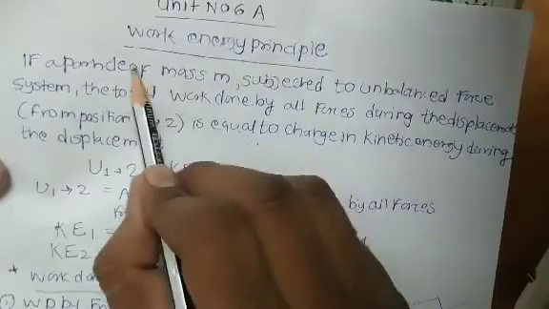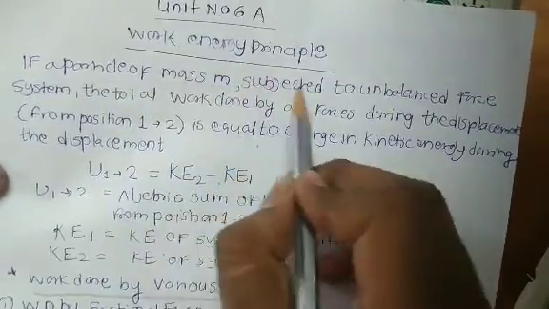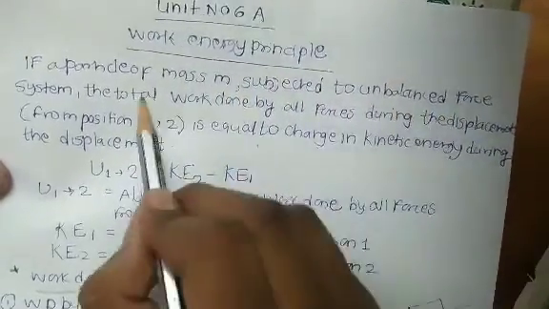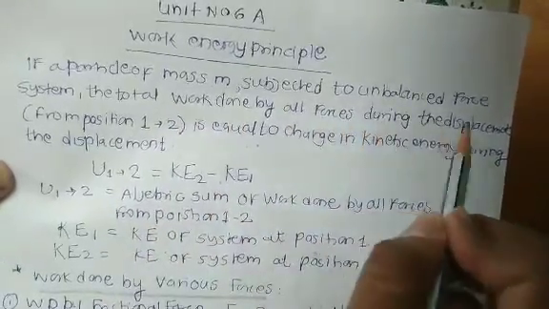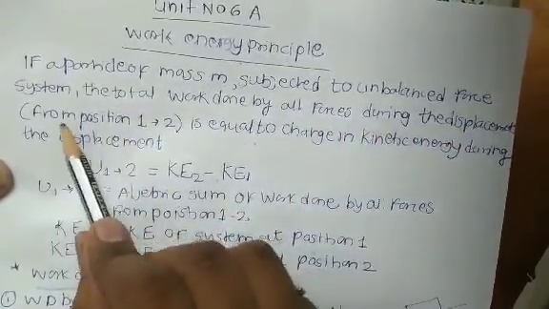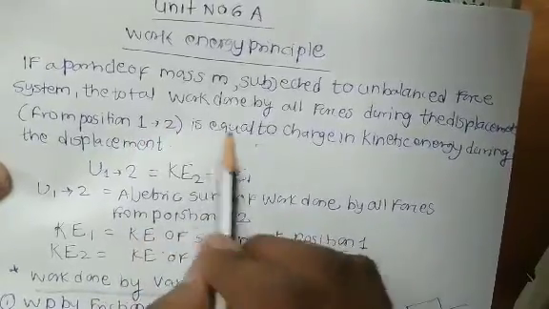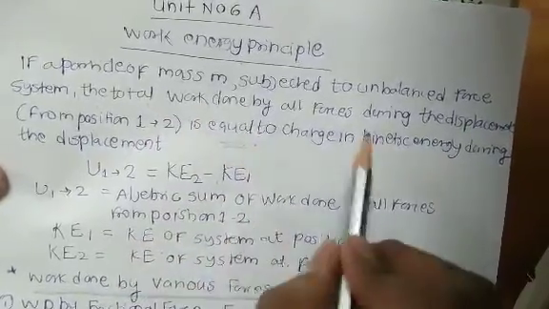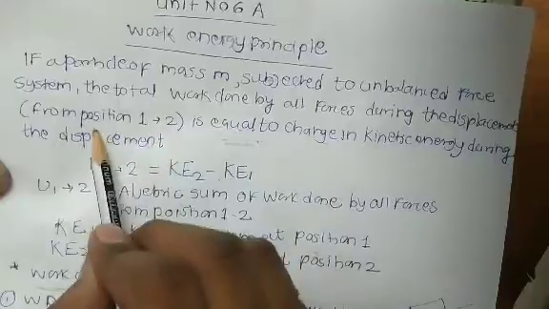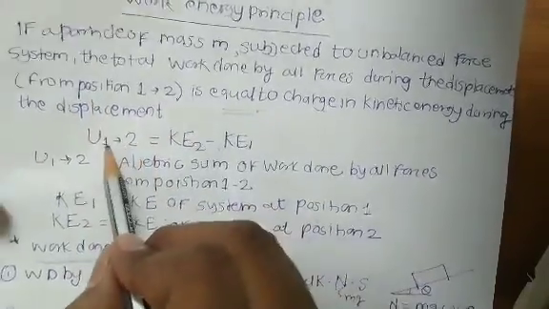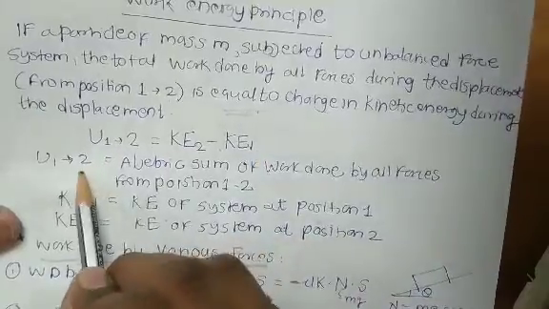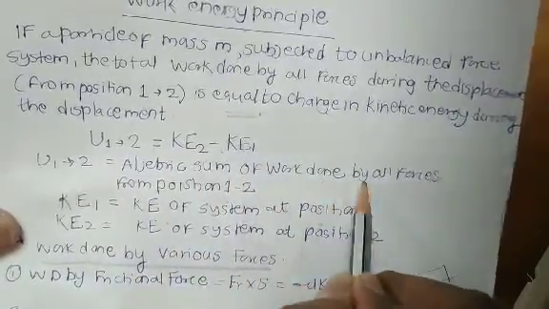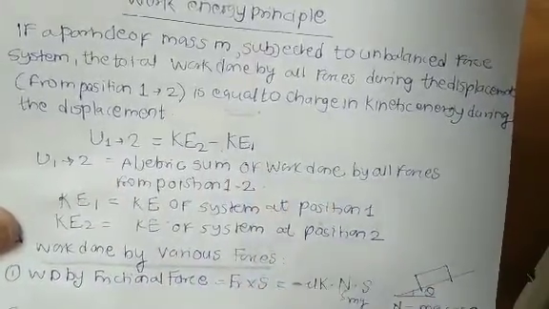Unit number 6A, Work Energy Principle. It states that if a particle of mass m is subjected to an unbalanced force system, then the total work done by all forces during the displacement from position 1 to 2 is equal to the change in kinetic energy during the displacement. So U1-2 is equal to K2 minus K1. U1-2 means the algebraic sum of the work done by all forces from position 1 to 2.